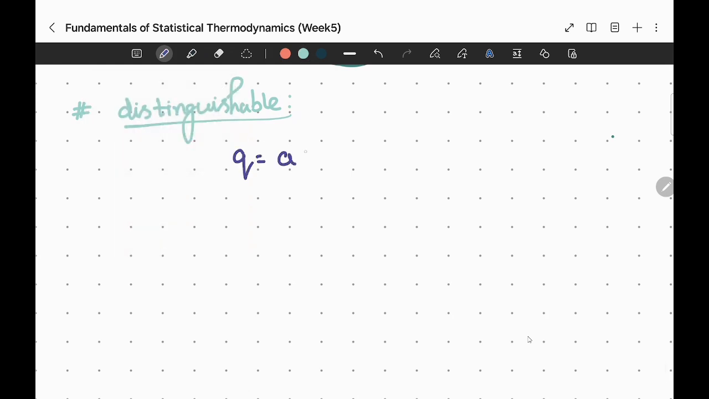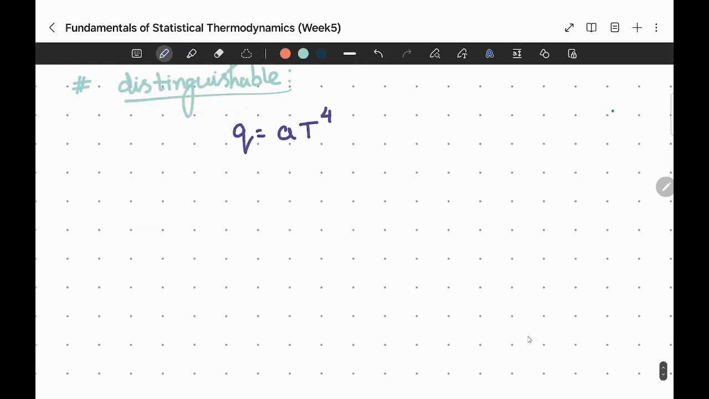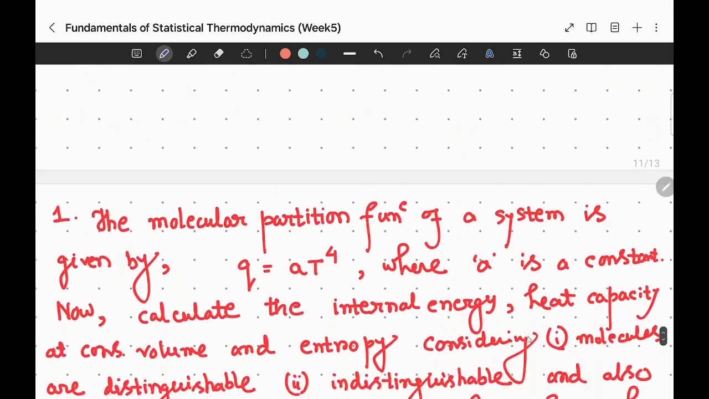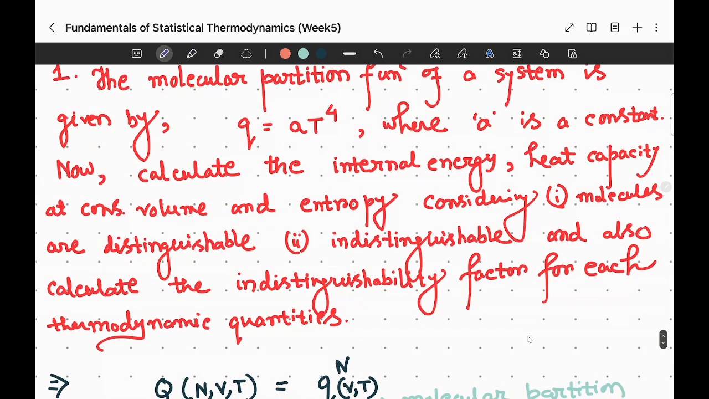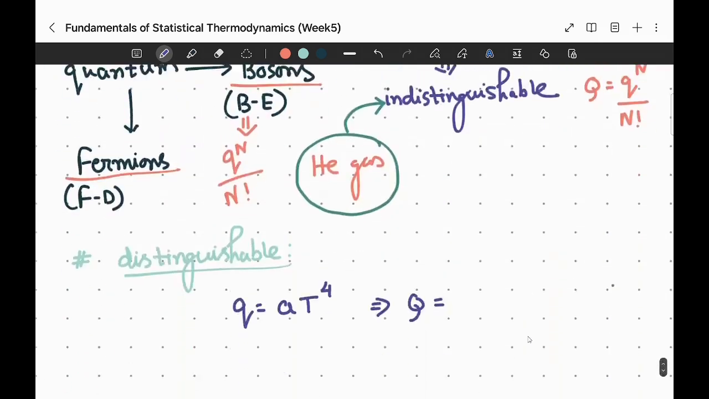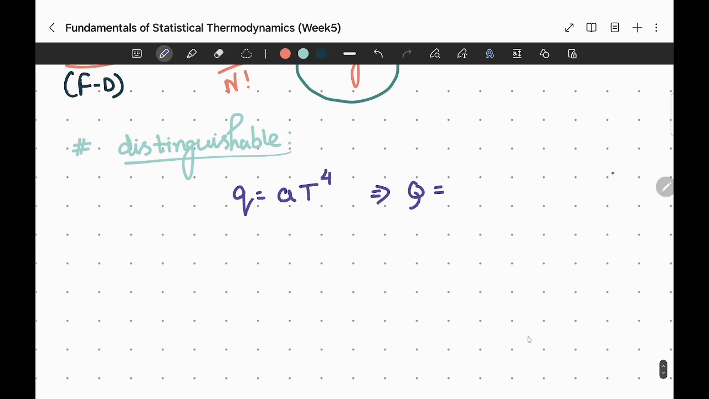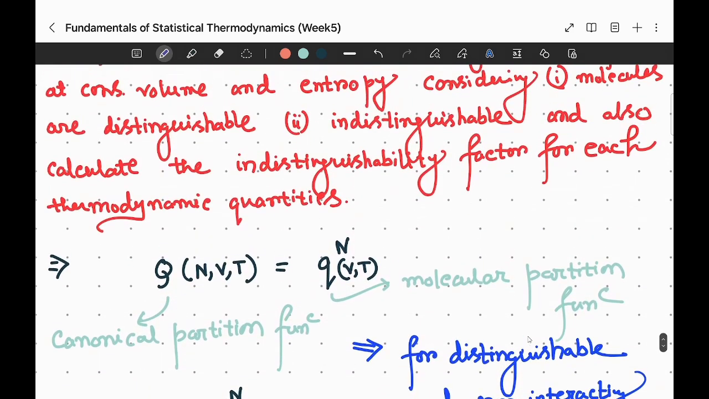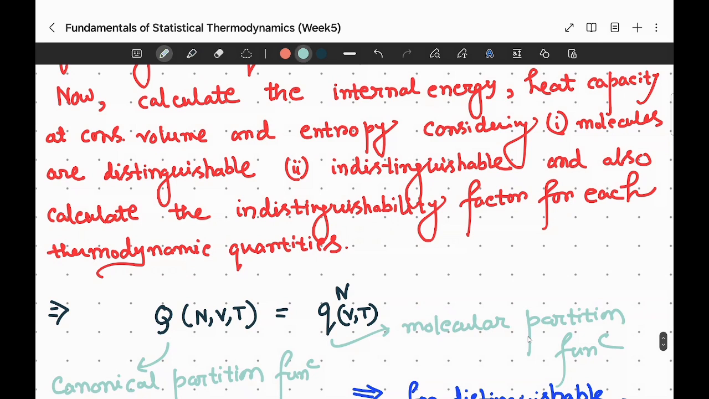Small q is given, that is A into T to the power 4. Then what will be the capital Q? The number of molecules is given. Q to the power N, not N factorial, for N number of molecules. Sorry, these are distinguishable, we are considering distinguishable. These are for 1 mole. I forgot to write this: everything is for 1 mole.